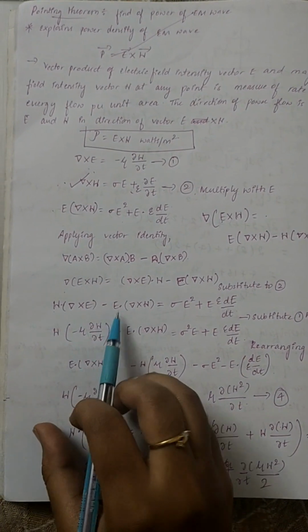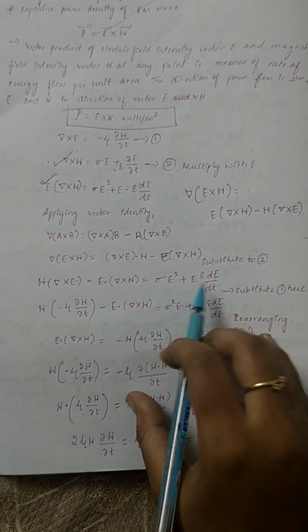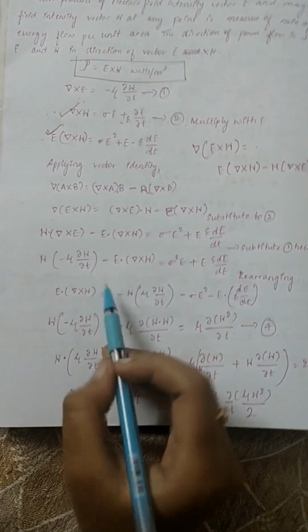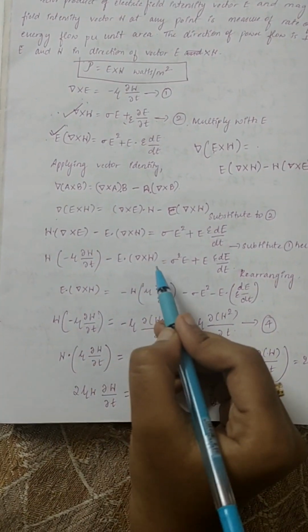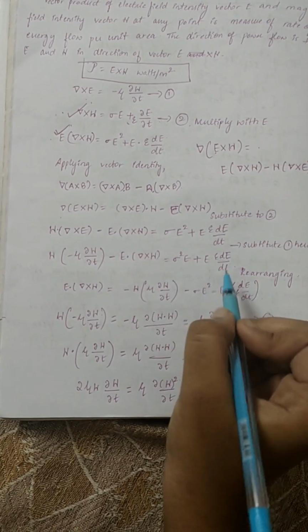So instead of E dot del cross H, I am writing it as H dot del cross E minus del dot E cross H, is equal to sigma E square plus E dot epsilon dE by dt. Next, what are we doing here? Del cross E, substitute the first equation's value, minus mu dH by dt here, minus del dot E cross H is equal to sigma E square plus E dot epsilon dE by dt.